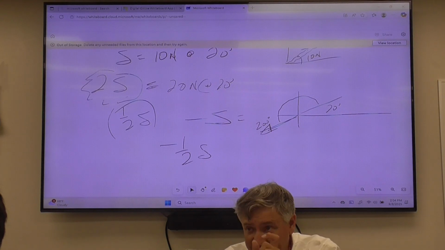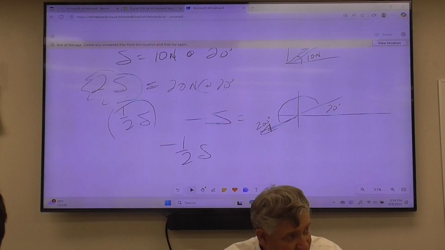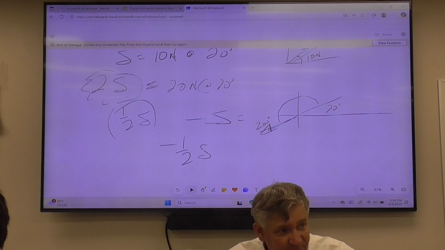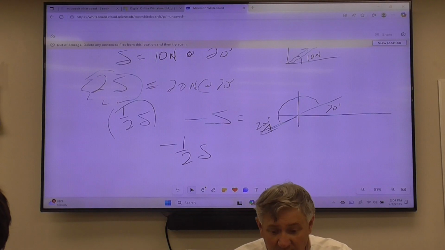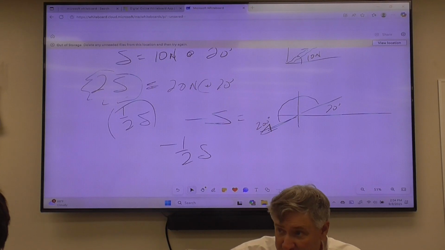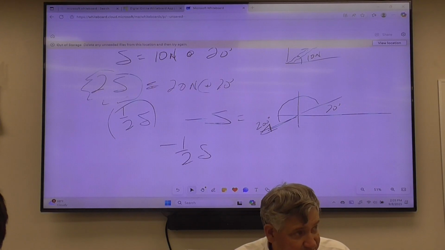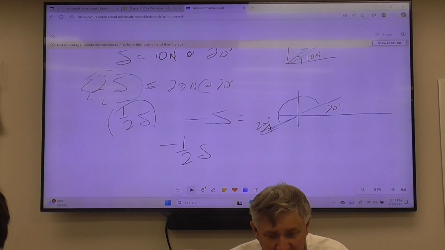So you draw it half the length at 180 degrees opposite of whatever that vector is. So all that multiplications are doing is either telling you, flip it 180 and then alter the length by whatever that fraction is. Got it? Good. Stop that for a second.